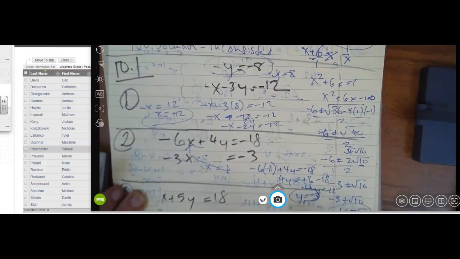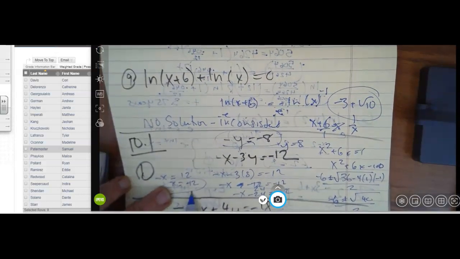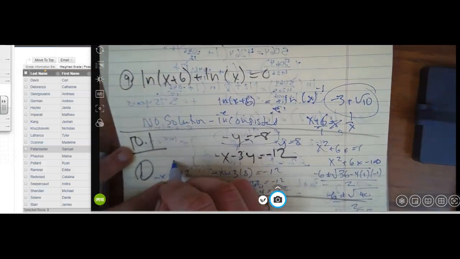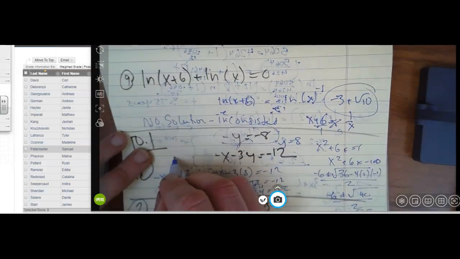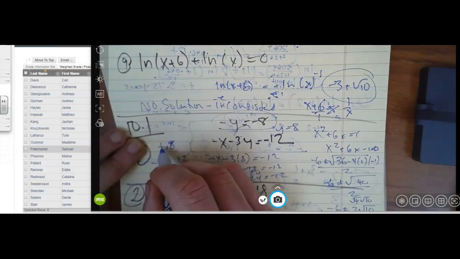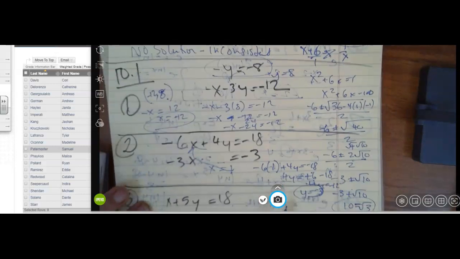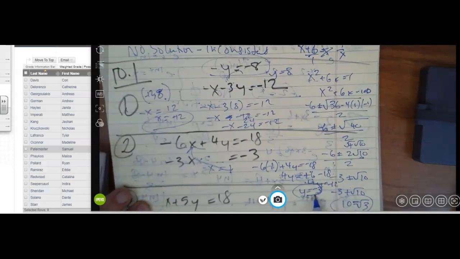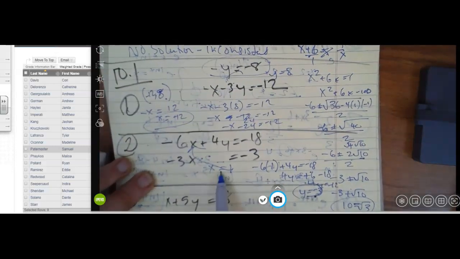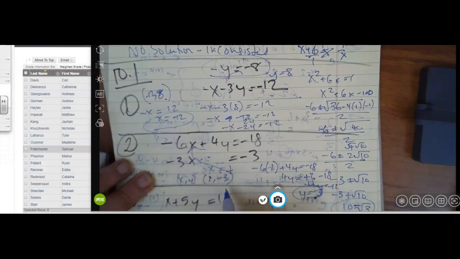But they want this as a system. I forgot to say that. So if x equals negative 12 here, and y equals 8, they want you to write this as coordinates. So it's going to be negative 12 comma 8. They want you to write the answer as a solution of x comma y. Once we figure out that y is negative 3, then we know that x was 1 here, so we just put them together: x, y equals 1 comma negative 3.